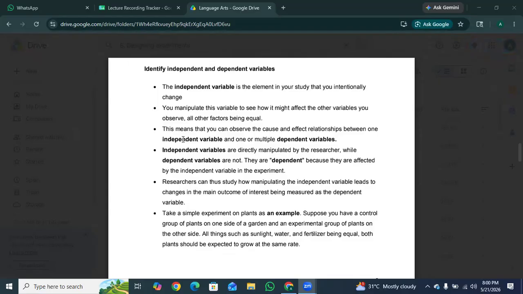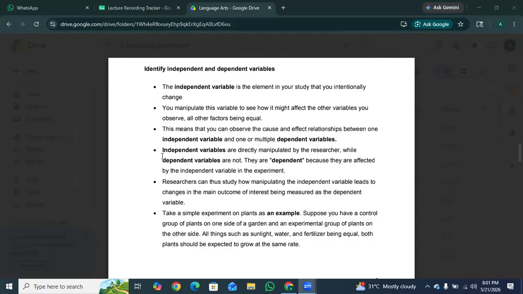Like in simple words, the thing that you intentionally change or mess with on purpose. Okay? Only the researchers control this, like it does not depend on anything else in the experiment. These are independent variables, and you can simply say the cause. Okay?